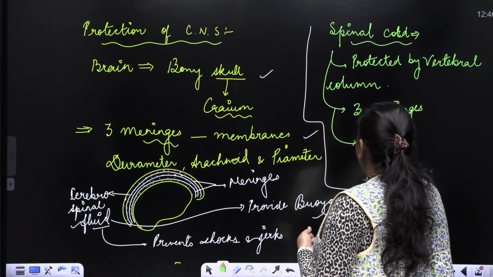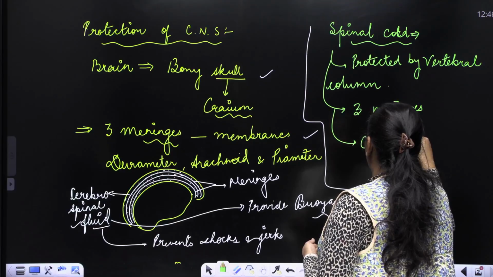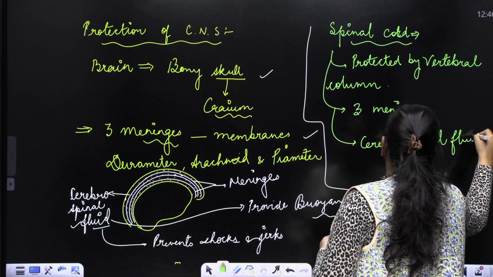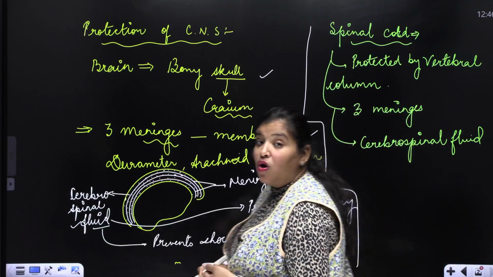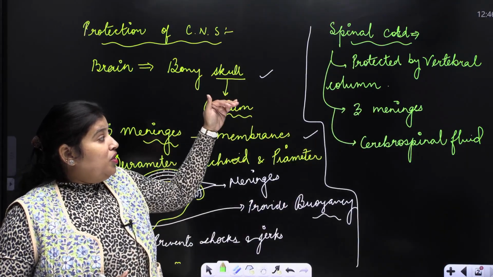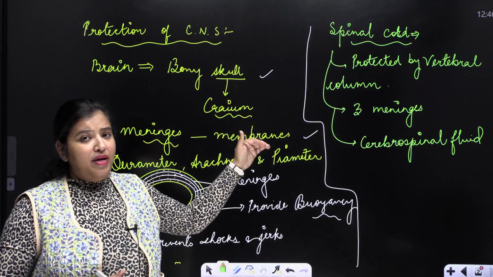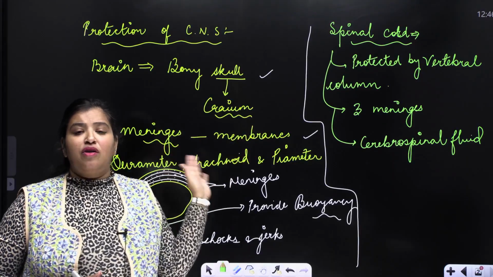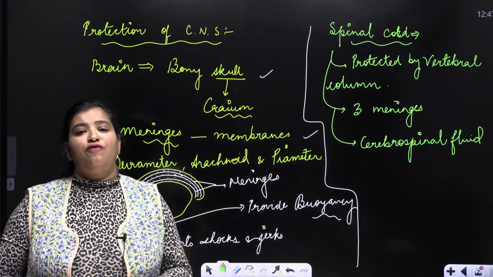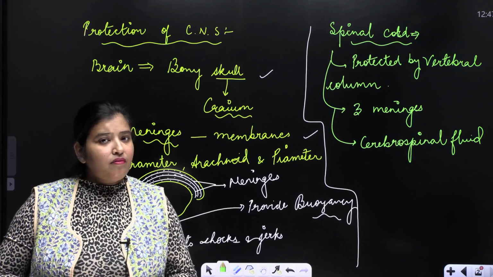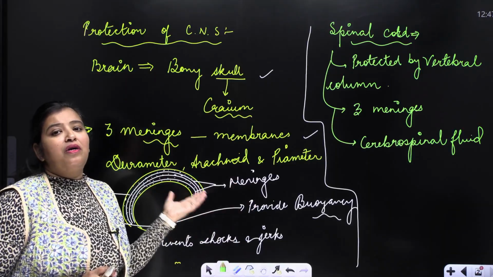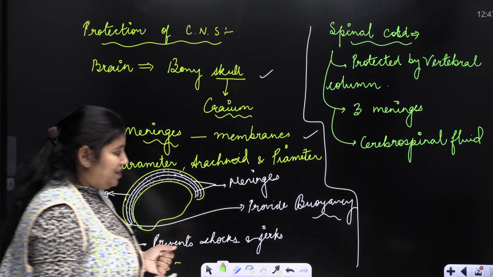Clear? Then it is also protected by the same three meninges and the cerebrospinal fluid. That means the spinal cord also has this three-level protection: the bony vertebral column, then the membranes, the meninges, the same names, dura mater, arachnoid, and pia mater, and then the cerebrospinal fluid filled in between them. So this is how the brain and the spinal cord, in short, the central nervous system, is kept protected.